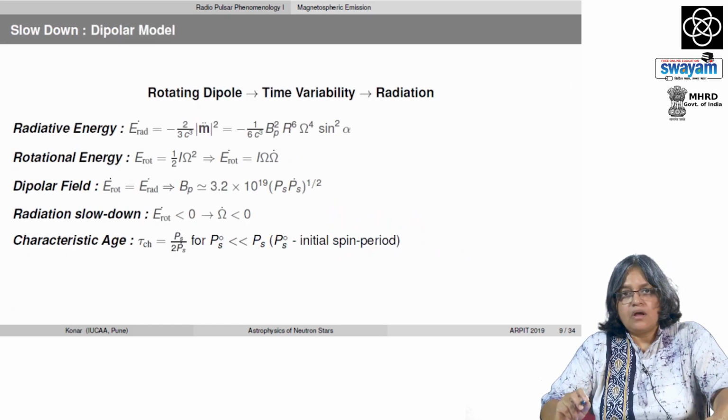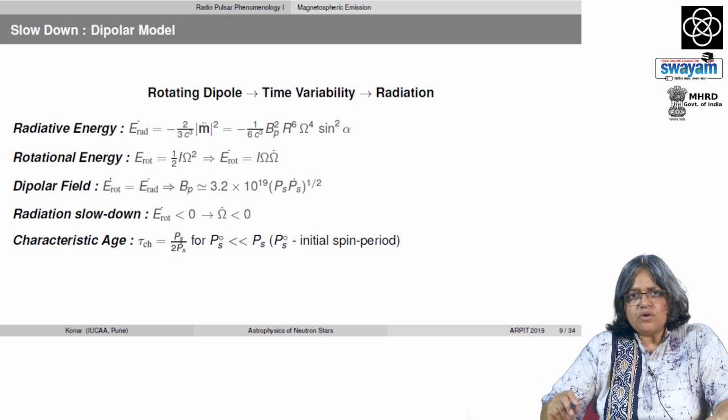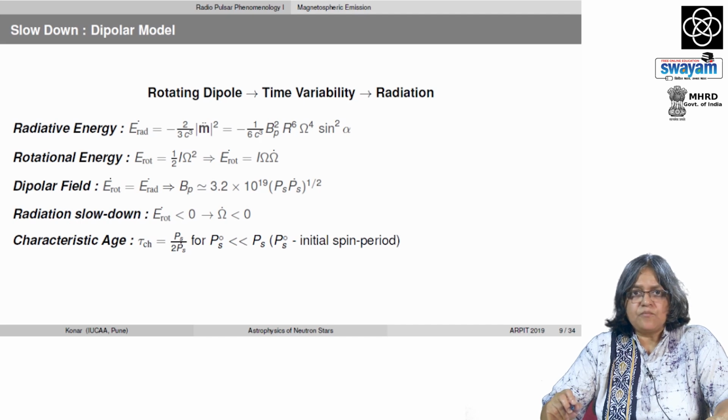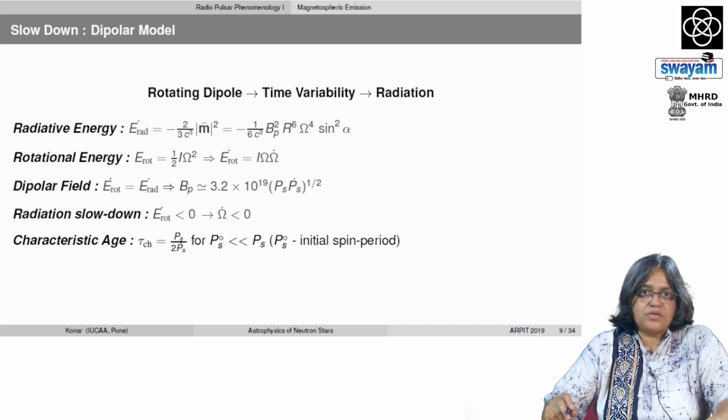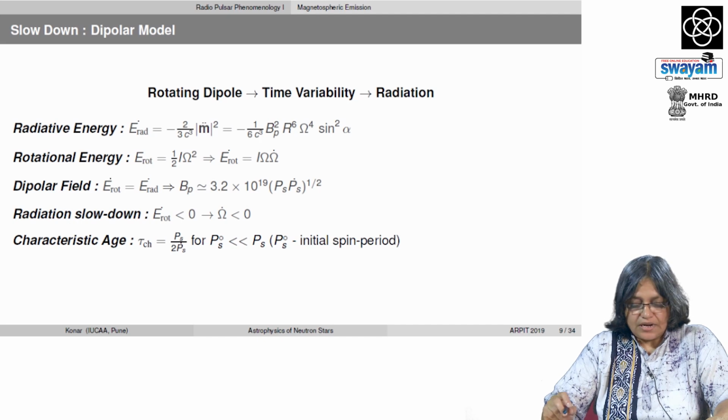Now, the neutron star is emitting a radiation. We are assuming a rotating dipole model, and the time variability of this rotating dipole is giving us radiation. Now, this radiative energy is coming at the cost of some other energy, and basically what we see here is that the radiation comes at the cost of the rotational energy.